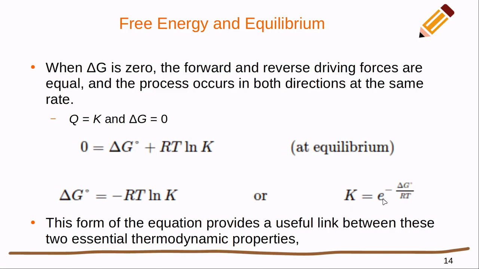Now remember that this is an exponential thing, so we have to be careful with our significant figures here. If we mess those up, any kind of errors we have are going to get exponentiated through this, and we're going to wind up with it changing things quite a bit. Again, I suggest that you calculate this term separately and then plug it into this function. Do not forget your negative sign. All right. Again, this provides a useful link between these two essential thermodynamic properties.